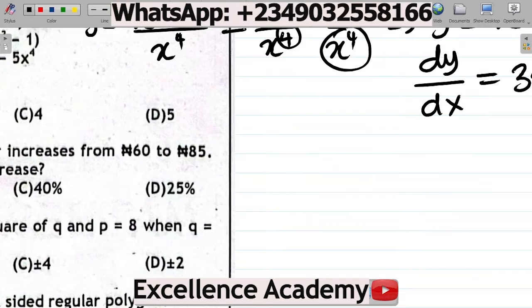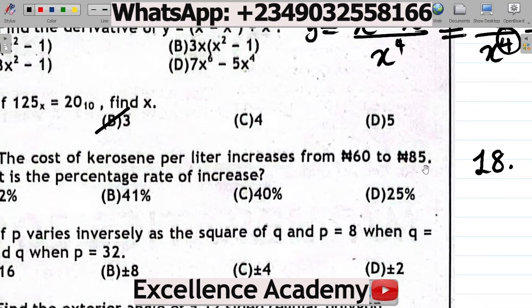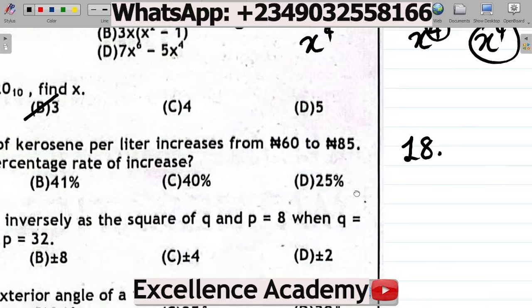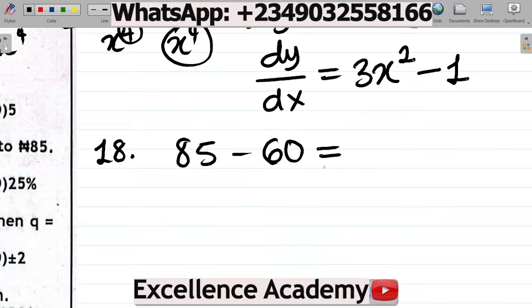For question number 18, the first thing you want to do is to find the difference, which is the increase from 60 to 85. The difference is 85 minus 60, and if you do that, the value there is simply 25. So 25 naira is the difference. It was increased by this 25 naira.